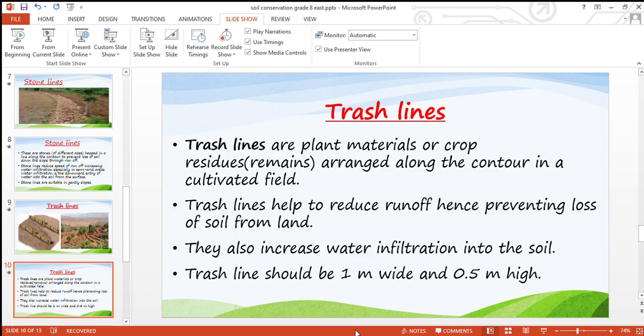Trash lines should be 1 meter wide and 0.5 meter high. Maybe from 1 meter, 1 meter is along here. Okay? That is the width of the trash line. And the height, 0.5, like to your knee point. Are we together? Yes.